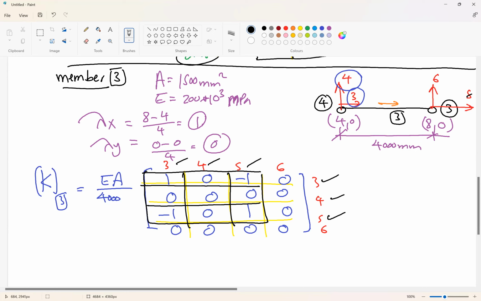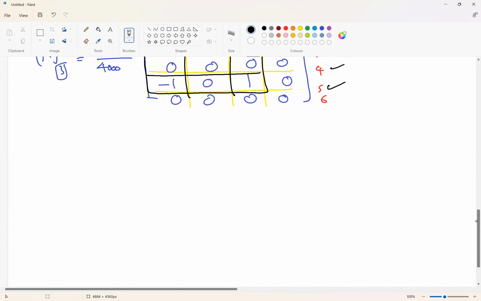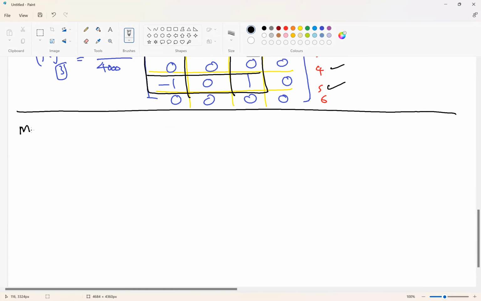Okay, so now we have K3 also ready. We still have member 4 and member 5. As you can notice, member 4 is quite similar to member 3. Member 4 is also a horizontal member. This is member 4, but the direction was assumed to be the reverse of member 3.